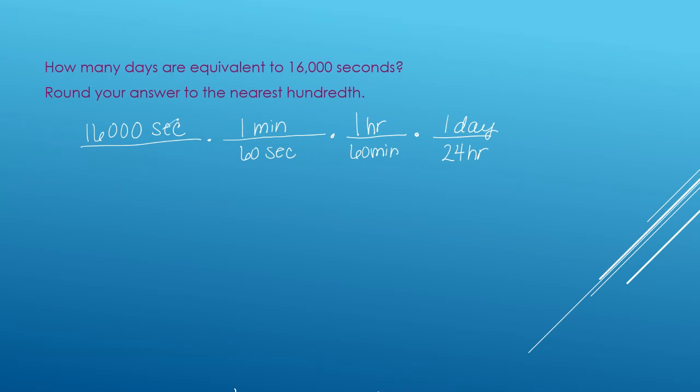When I have seconds on top and seconds on bottom, they cancel. The minutes cancel the minutes, the hours cancel the hours, and all of a sudden my unit is now in days. All I have left to do is multiply the numbers. So multiply the top numbers by each other. So 16,000 times 1 times 1 times 1 is just 16,000. There is always a 1 under here, times 60 times 60 times 24.